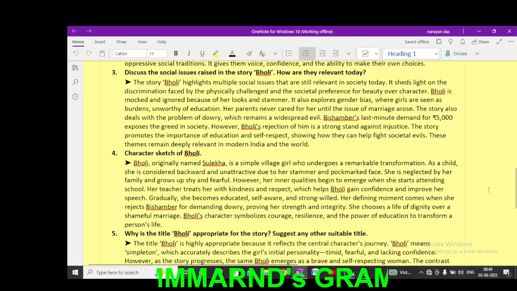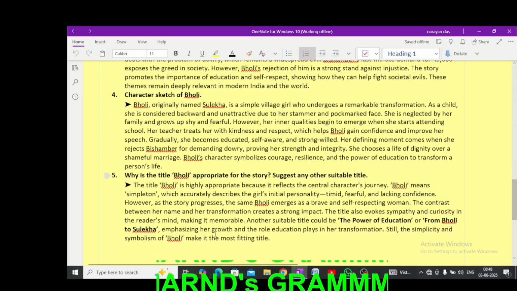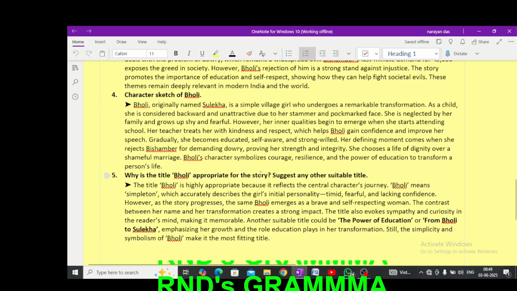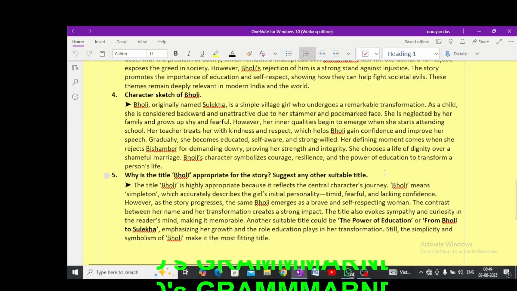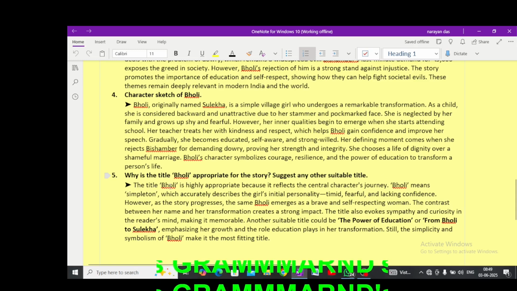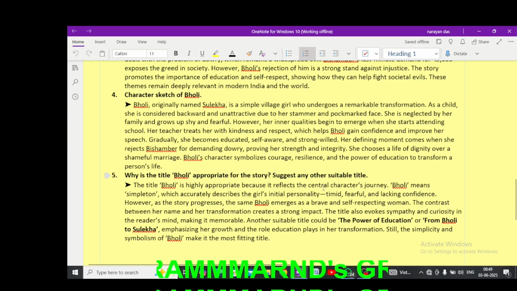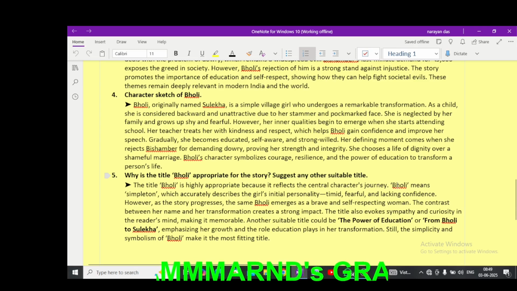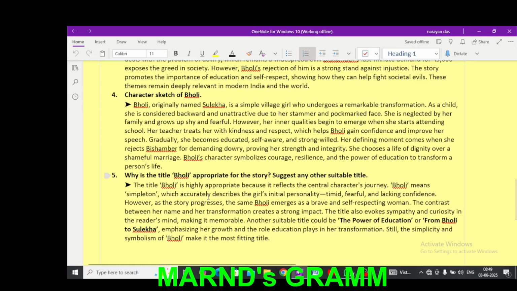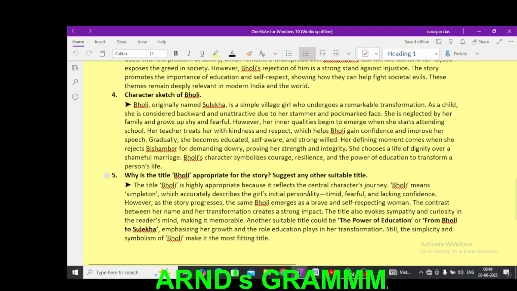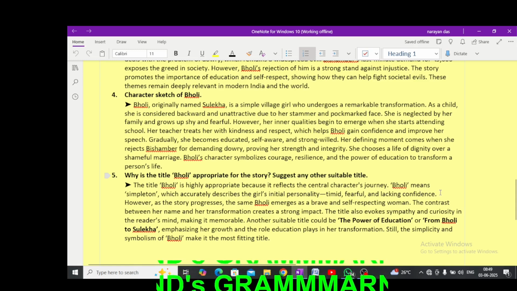Now, question number 5. Why is the title Bholi appropriate for the story? Suggest any other suitable title. Very, very important. The title Bholi is highly appropriate because it reflects the central character's journey. Bholi means simpleton or simple, which accurately describes the girl's initial personality: timid, fearful, and lacking confidence.